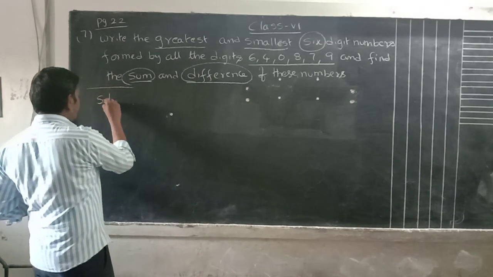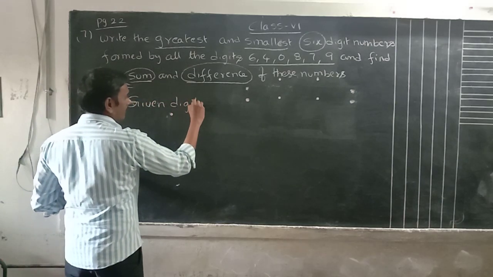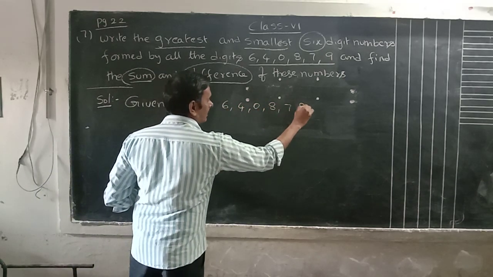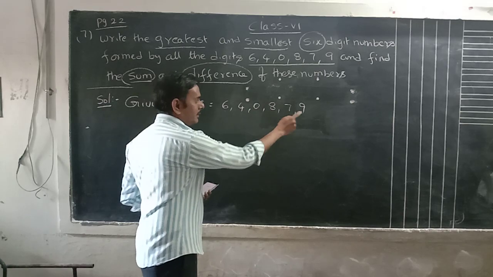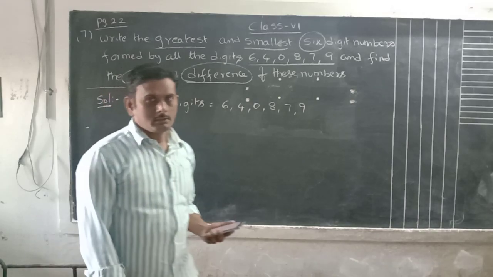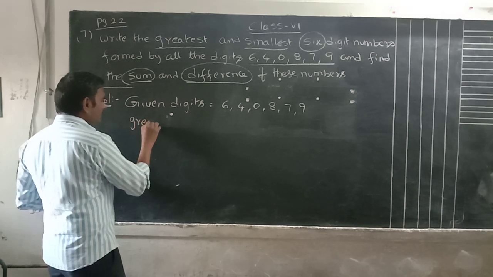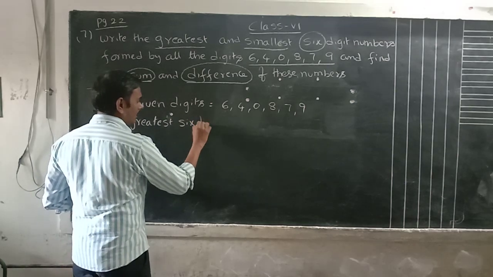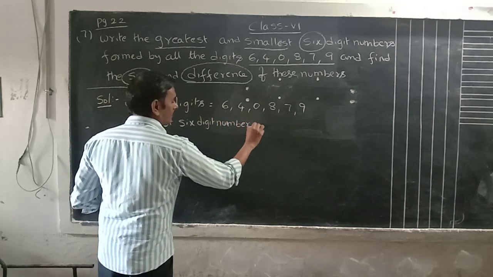Okay, solution. Given digits equal to 6, 4, 0, 8, 7, 9. Totally how many digits are given? 1, 2, 3, 4, 5, 6. Every digit you have to use because we want to prepare a six-digit number. Now we will prepare the greatest number and the smallest number. The greatest six-digit number equals what?